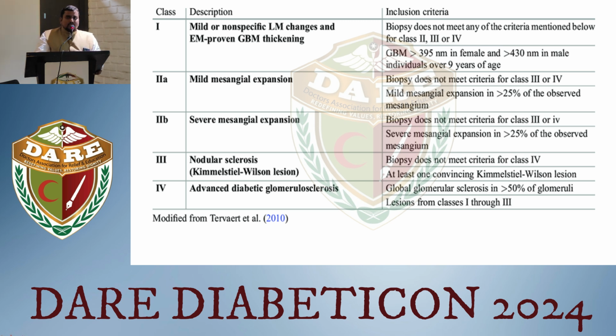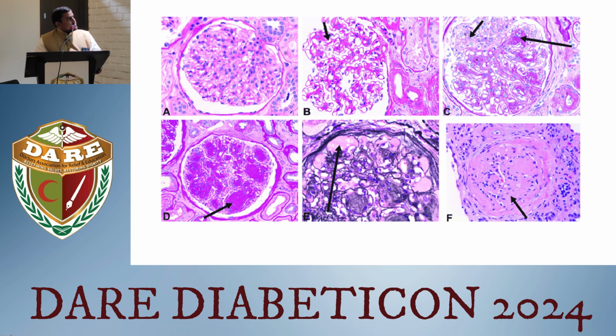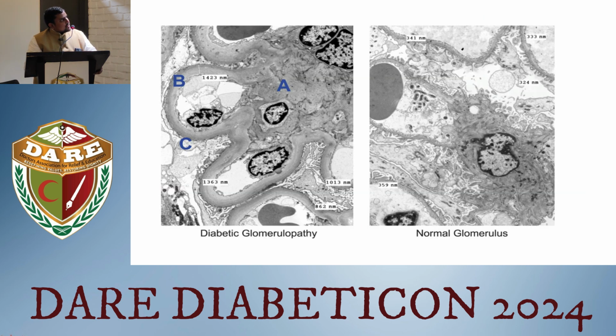This is the histological classification and picture. In slide A it is a normal glomerulus. In B we can see the mesangial expansion, and in the D slide is where the Kimmelstiel-Wilson lesion is, which is the nodular glomerulosclerosis, an accumulation of matrix, with fibrosis seen in slide F. And an electron microscope slide shows podocyte effacement.